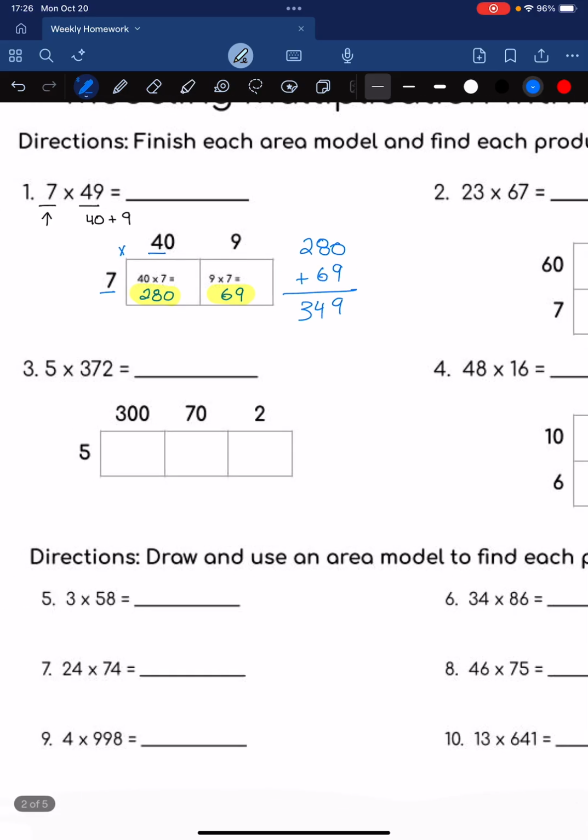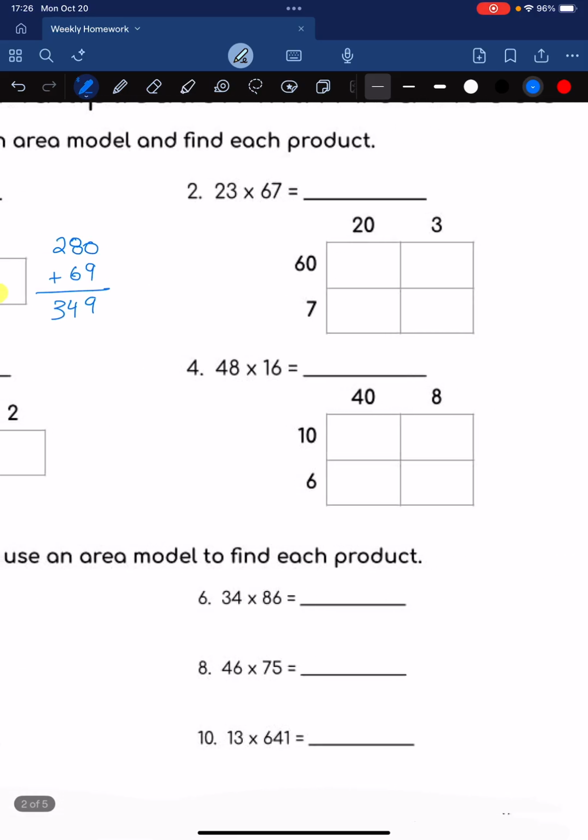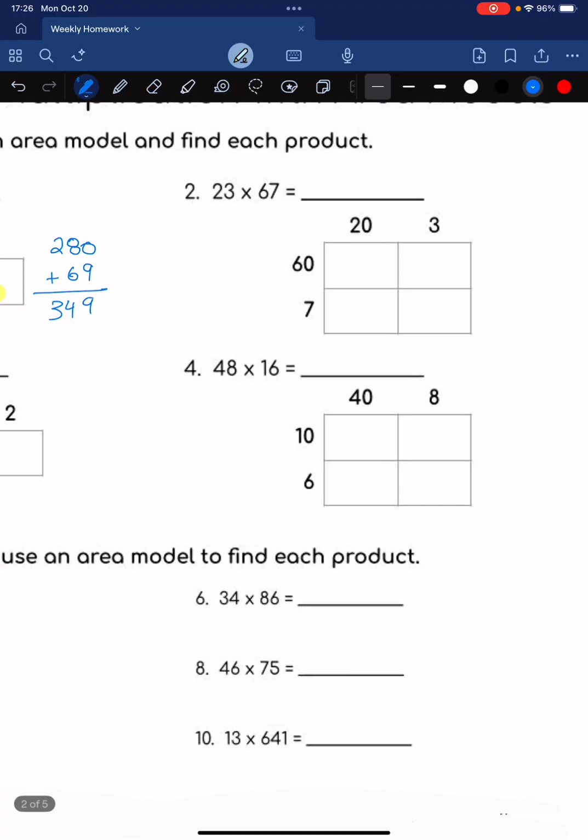All right, so let's do actually number 4. Number 4 looks more closely to what we did in class today. We did a 2x2 model. So I'm going to go ahead and follow my instructions. Number 1, write each number in expanded form. It's already written for us, but I'm going to write it again. So 40 plus 8 and 10 plus 6. Okay, those are those numbers in expanded form.